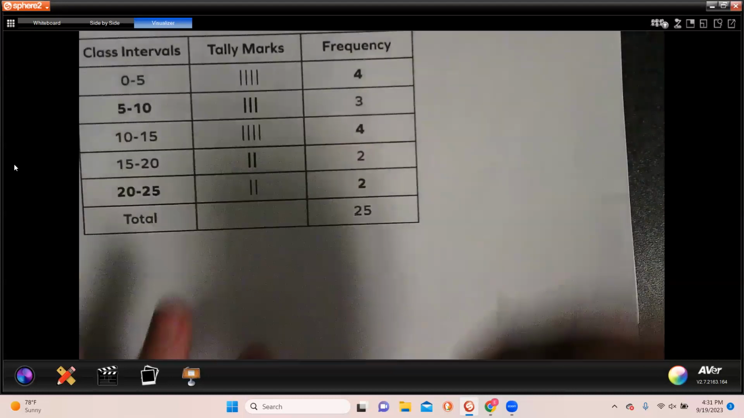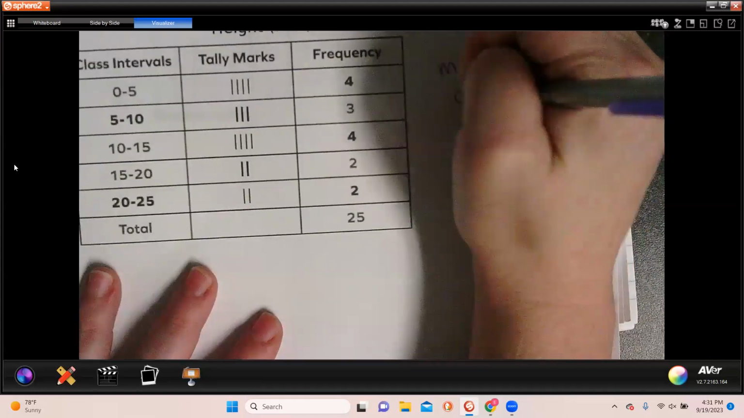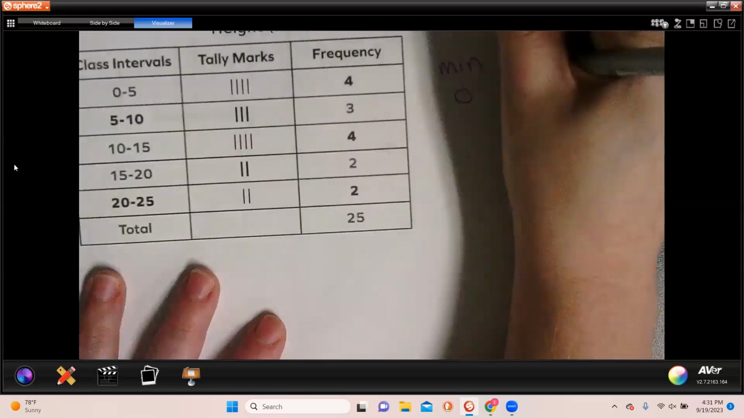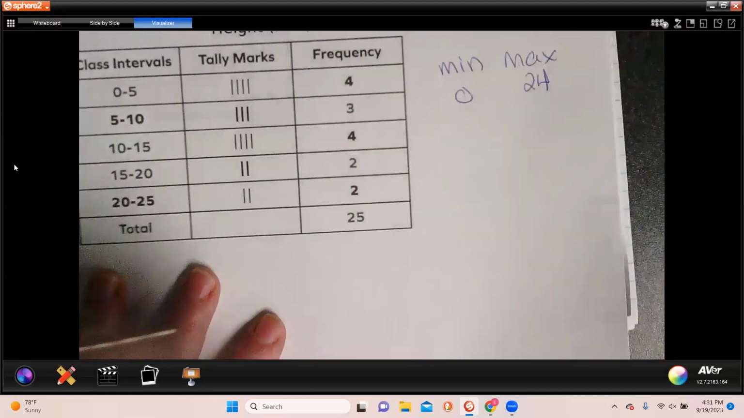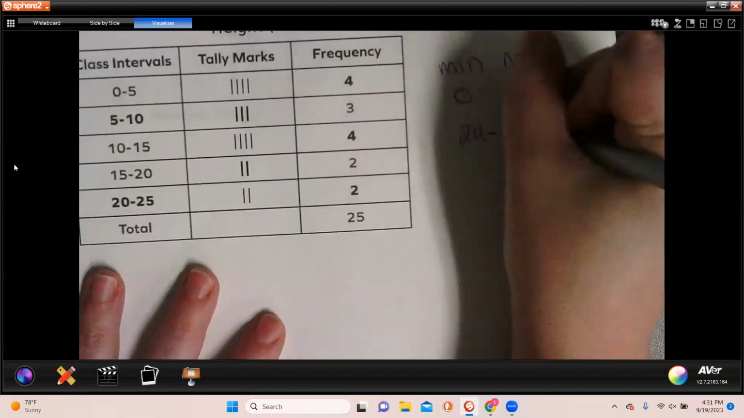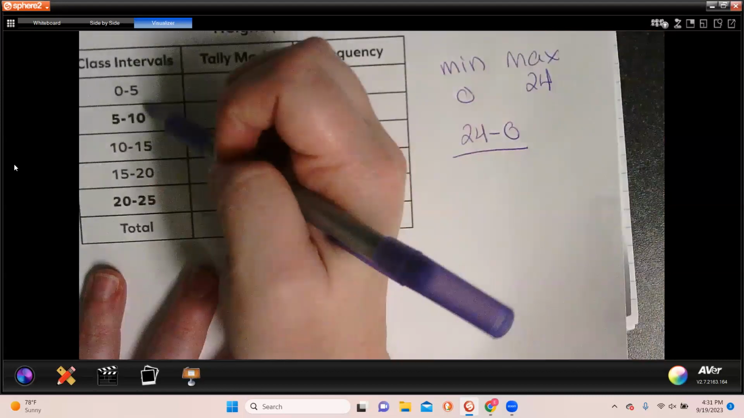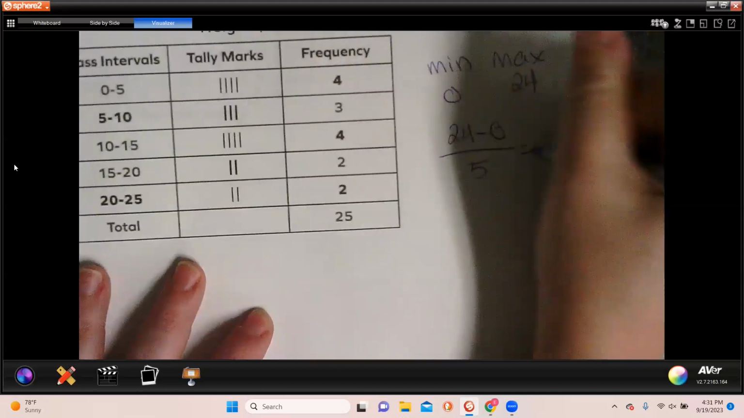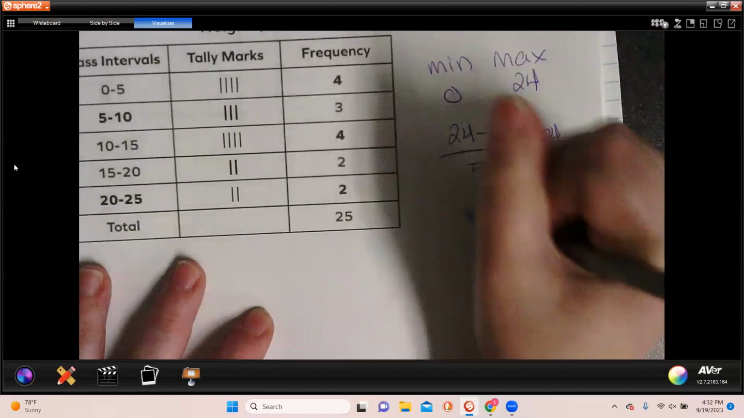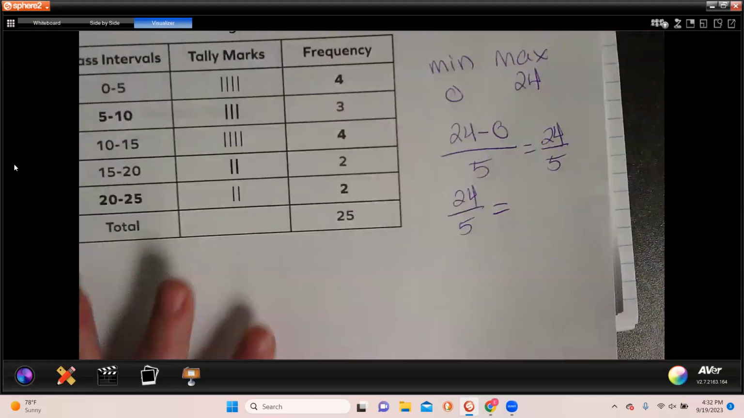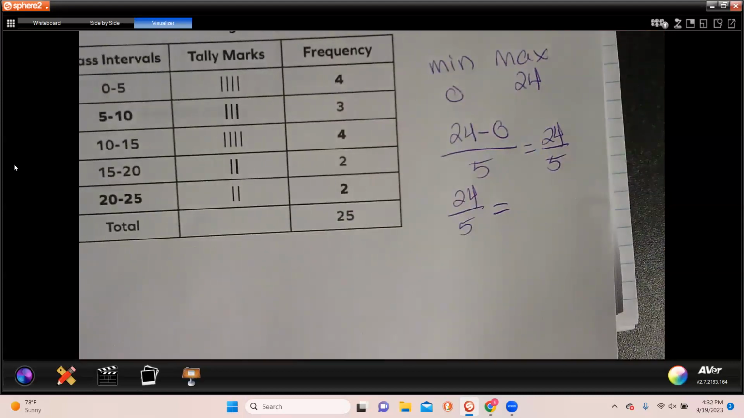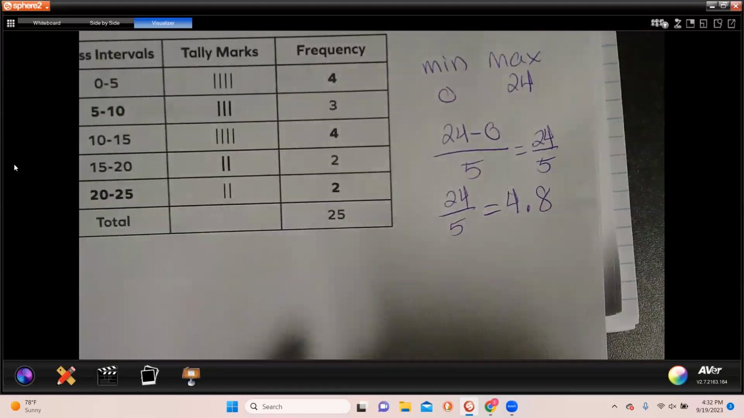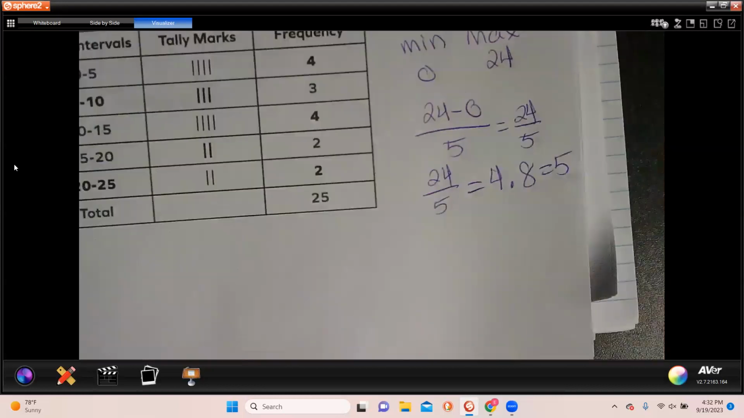Okay, so what I would have done is I would have taken my minimum, which is 0. This particular question had a maximum of 24. I would take 24 minus 0, and I would divide by the number of classes. This one had 5 classes, right? 1, 2, 3, 4, 5. So this would be 24 divided by 5. 24 over 5 is 4.8. If I round 4.8, I'm going to get 5. So this is my class width.